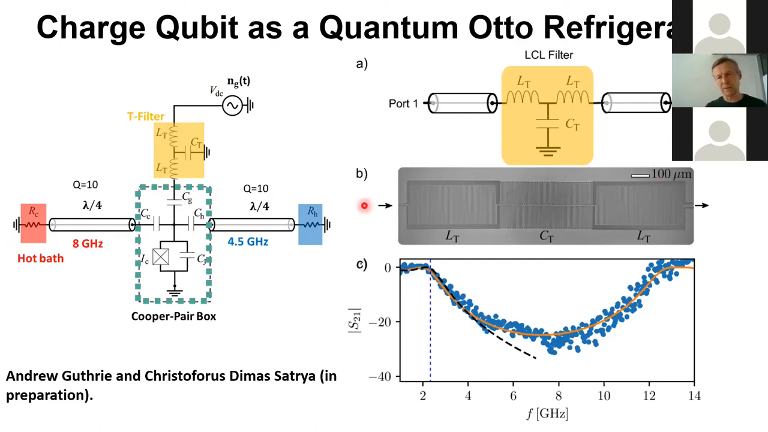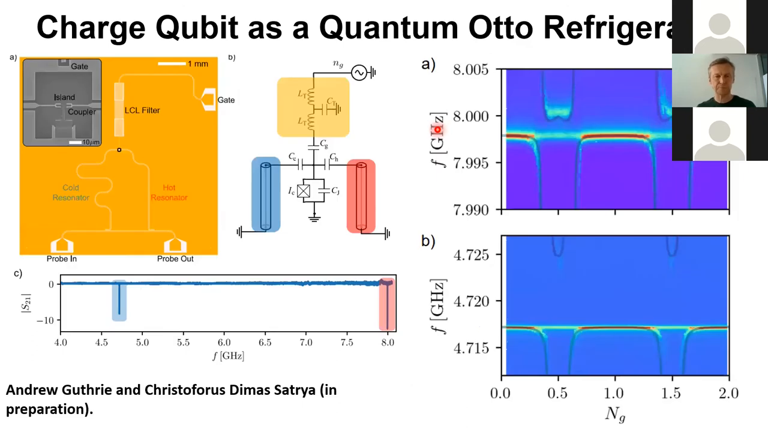And we have now designed, and there will soon be a preprint about this, kind of T filters here, which show quite nicely that one can really let the system operate at low frequencies up to 2 gigahertz, but then filter out the leakage at higher frequencies.